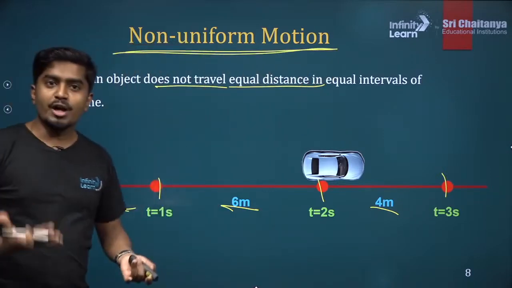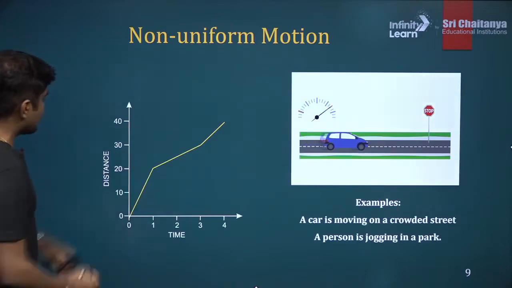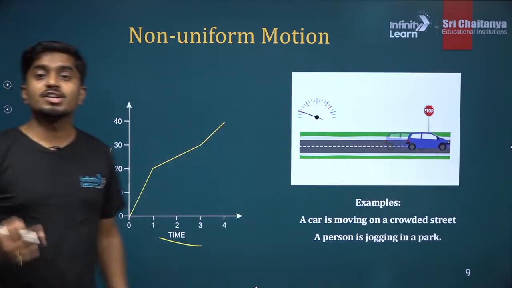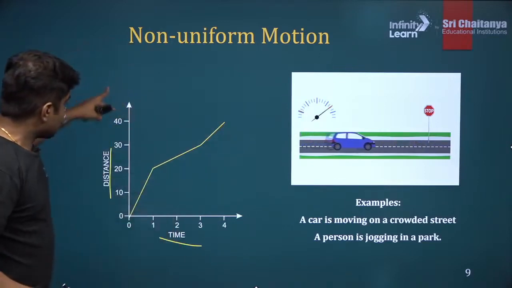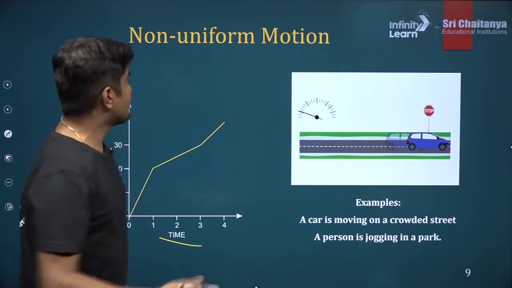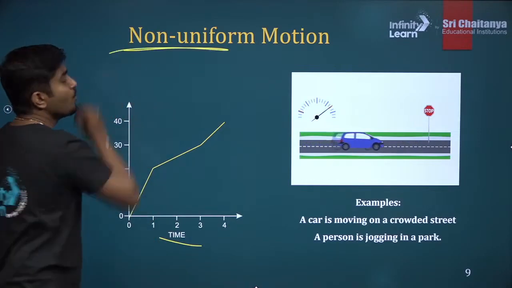And again you can plot the distance versus time. There is a distance versus time. You see this line? This is not a straight line. If the graph of distance versus time is not a straight line, that means it is a non-uniform motion.